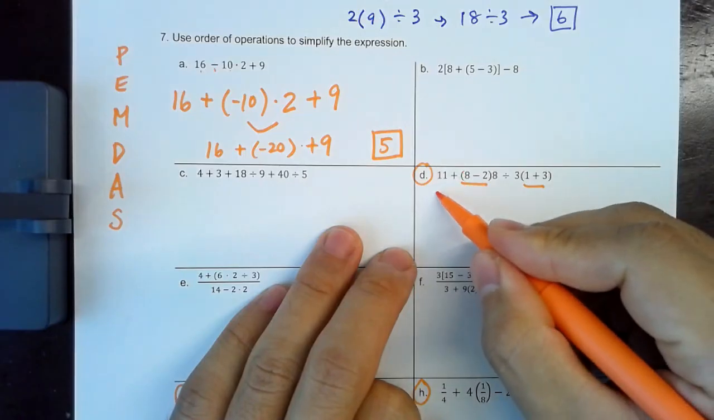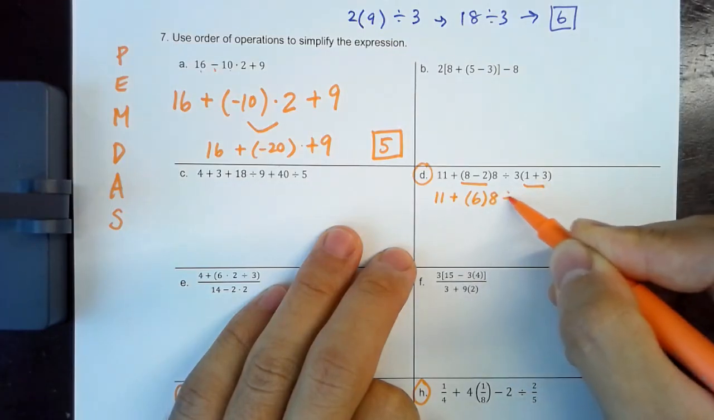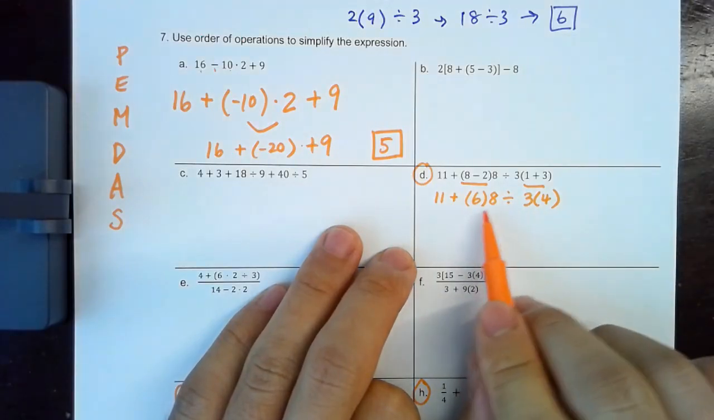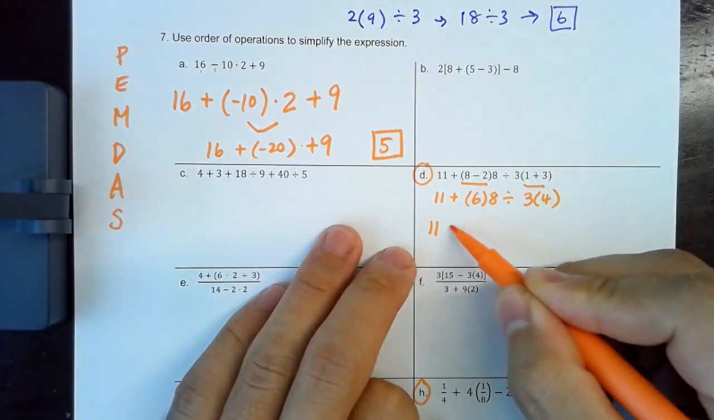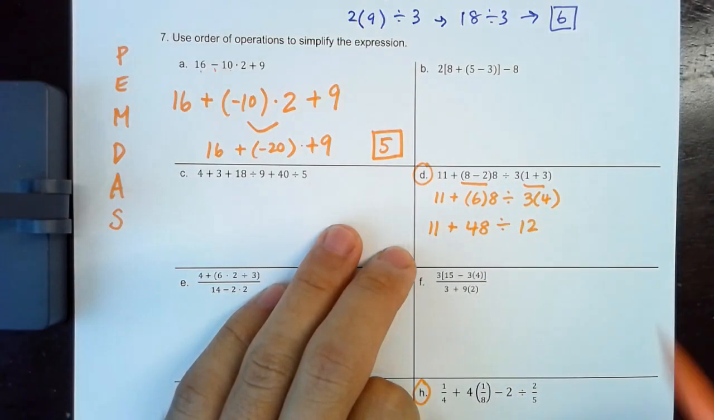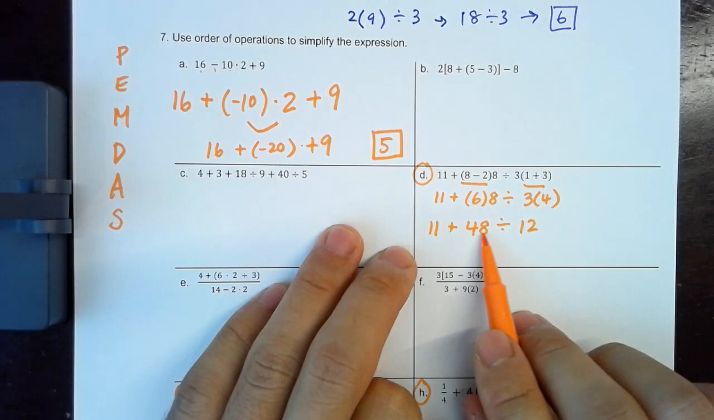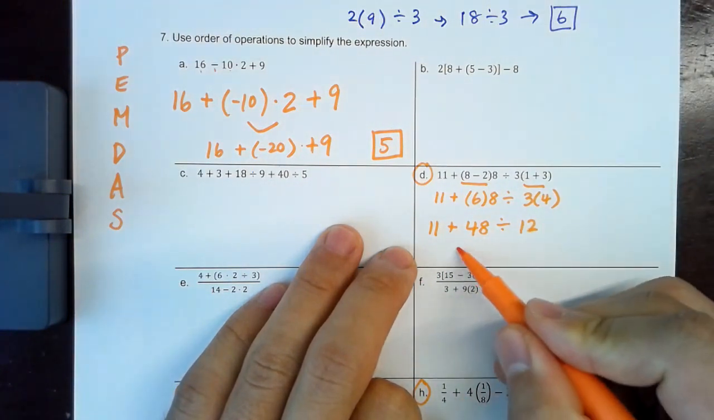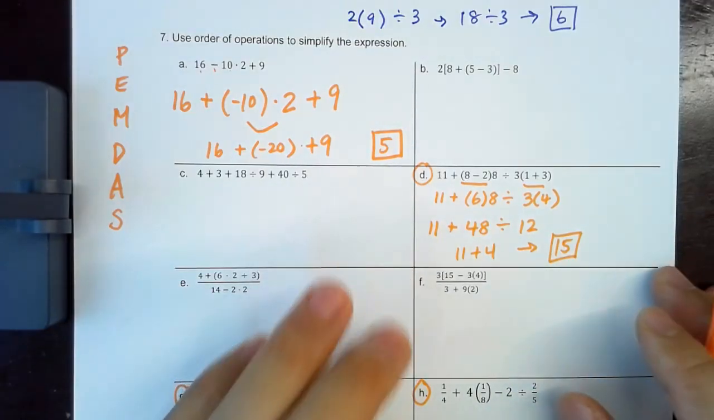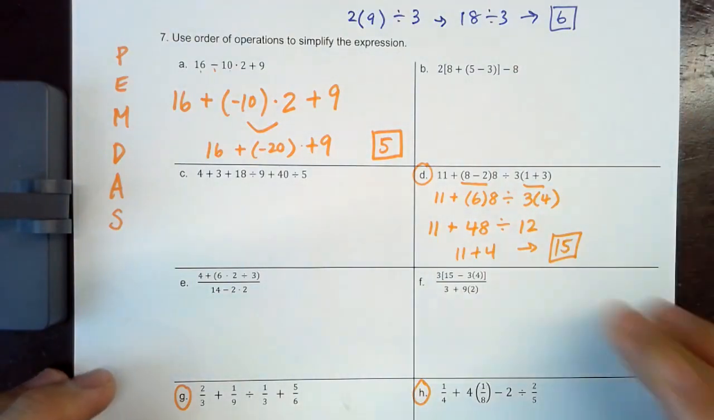So if you want to rewrite this, you can write 11 plus 6 times 8 divided by 3 times 4, right? So we know that multiplication is the next step. So you know that it's 11 plus 48 divided by 12. And we then know that division is the next step. So you cannot do 11 plus 48. You do 48 divided by 12, which is 4. And then you get 11 plus 4, which gives you 15. Okay, pretty simple, pretty straightforward. Follow the steps.